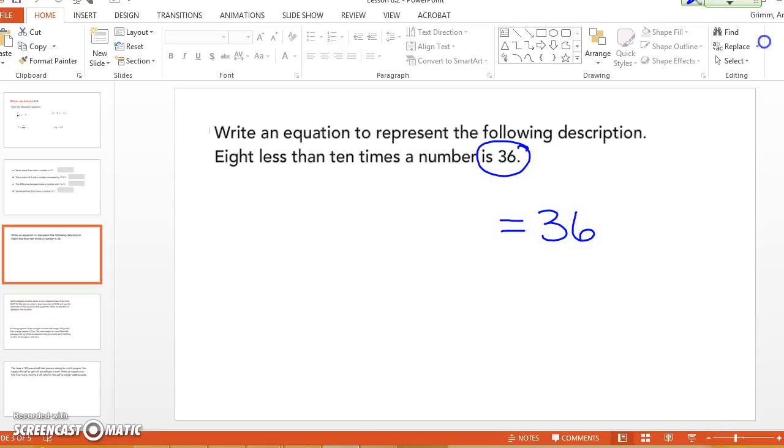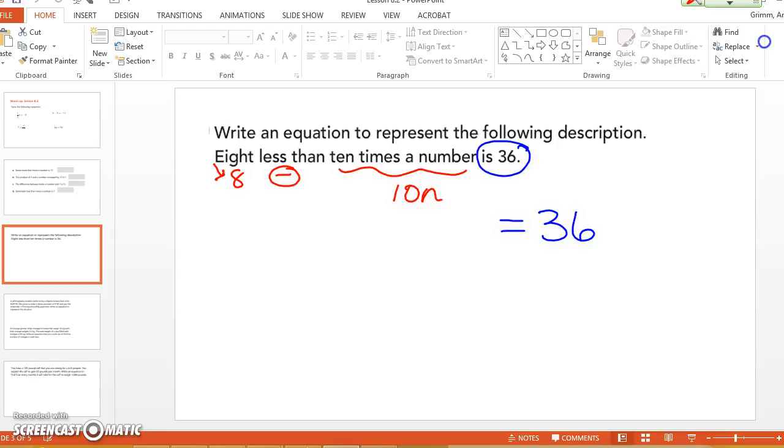Yeah, 10 times a number right here. 10 times a number would be like 10 n. Perfect. Okay, then now let's start to put it together. There's a less. There's a less. So what operation would that be? Subtraction. Okay, and here's the word 8.